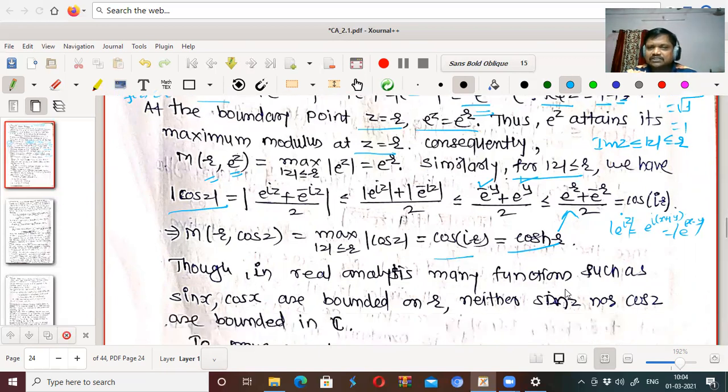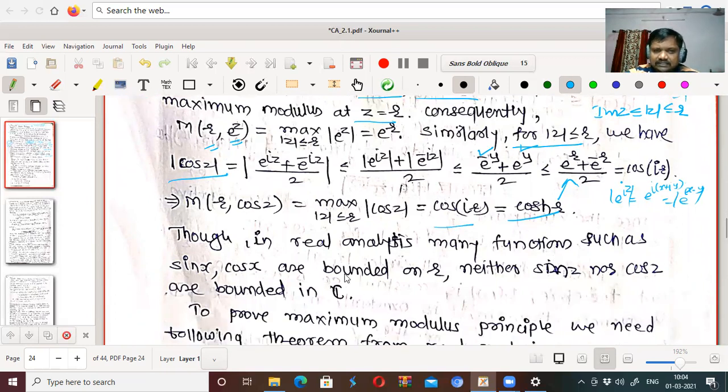Though in real analysis, many functions such as cos x and sin x are bounded on R, in complex analysis, sin z and cos z are unbounded in C. As z is in the complex plane, this r will go to infinity, since the modulus of z becomes larger and larger in the complex plane. As r tends to infinity, this tends to infinity again, and therefore the modulus of cos z tends to infinity. That is, the function is unbounded.